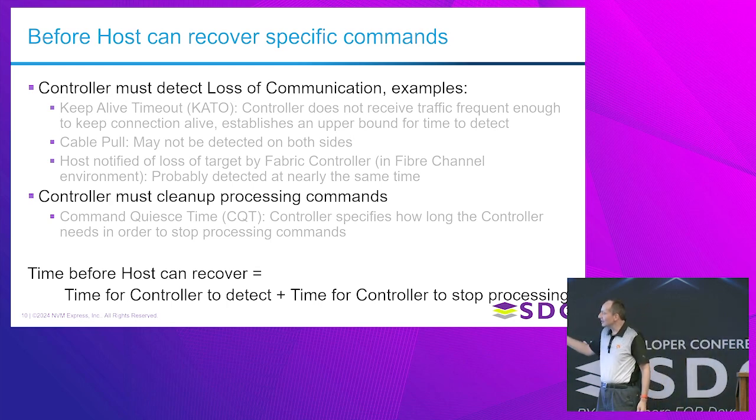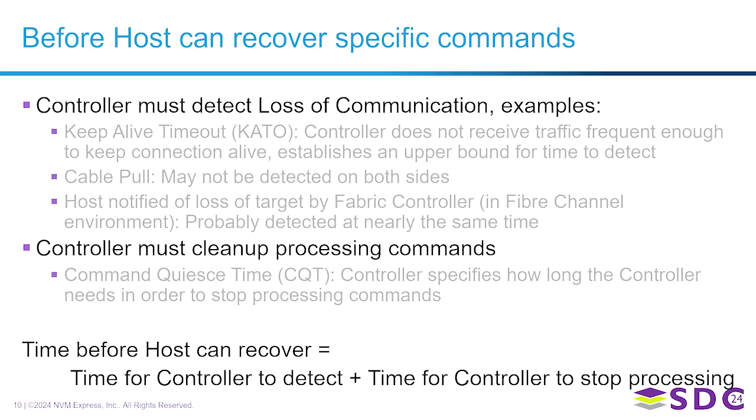So with the loss of communication, the controller needs to detect it. The keep alive timeout is a tool that was introduced that says, okay, if I don't hear anything from the host in this amount of time, I'm assuming that the host is not talking to me anymore. And really what it does is it sets an upper bound for when the controller can say, yes, this is a loss of communication. We do have some other events, like if you got a cable pull.